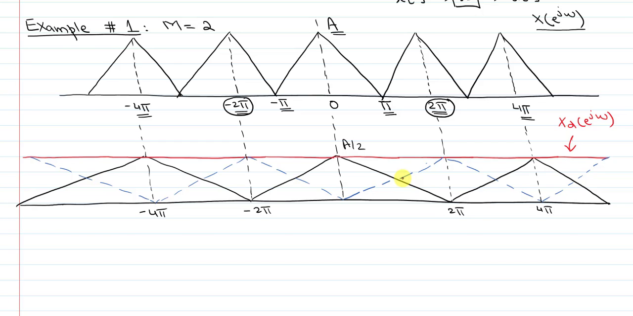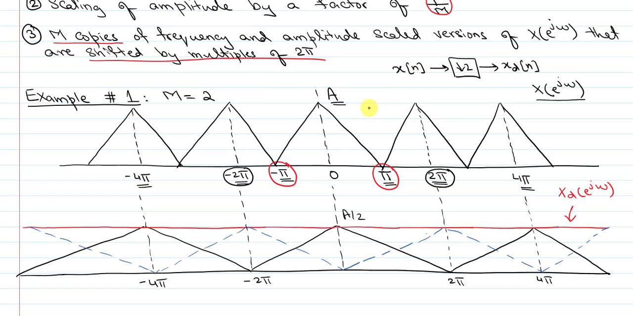Why that has happened is because this is effectively the aliasing effect. Our X of e to the j omega was not band limited to pi by 2, which is the requirement that we saw earlier, that we must have signals that are band limited to pi over M to avoid aliasing. This is that aliasing effect showing up in discrete time. So this is the case when we had aliasing. The discrete time signal was not band limited to pi over M.